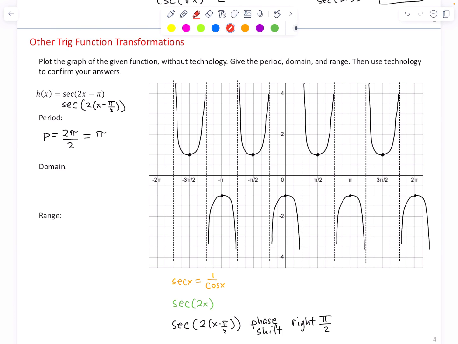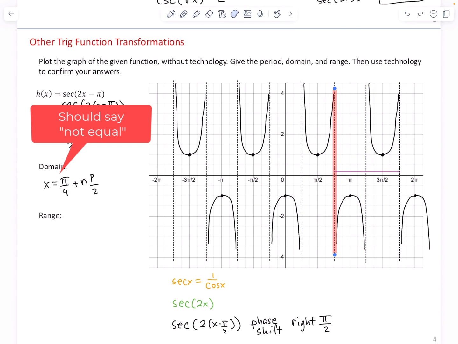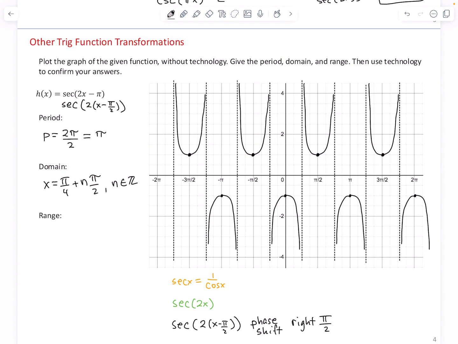Again, the domain: find any vertical asymptote. There's one here at pi fourths. So x cannot be that value. And to it, add any multiple of half the period, because adding one period skips to this asymptote, but we want to make sure we get these interior asymptotes as well. And then, of course, the period is just pi, and n is any integer. And the range for this one, the lower branches come up from negative infinity up to a height of -1, include the -1, union, and then the upper branches all start at a height of 1, included, up to infinity.